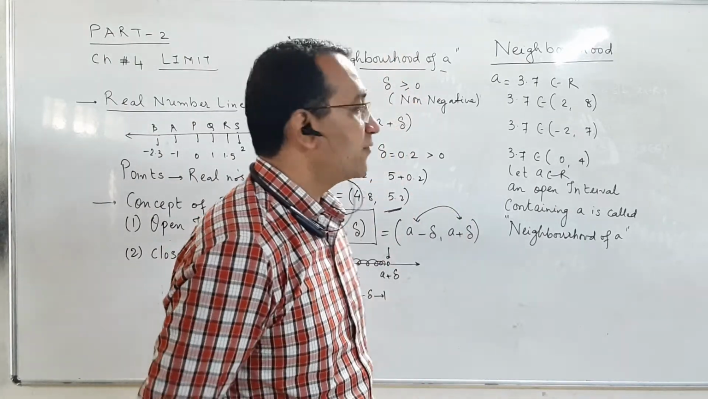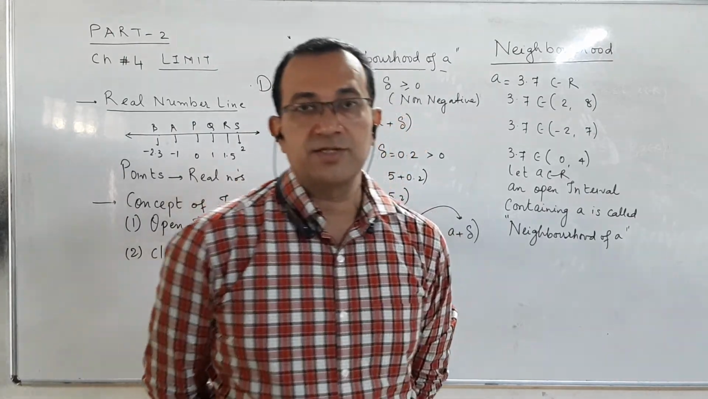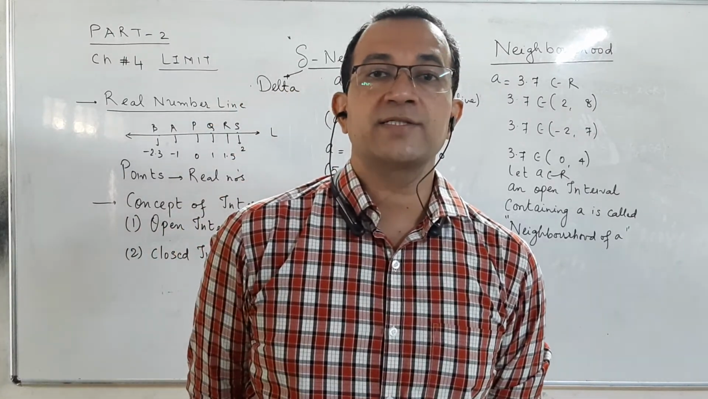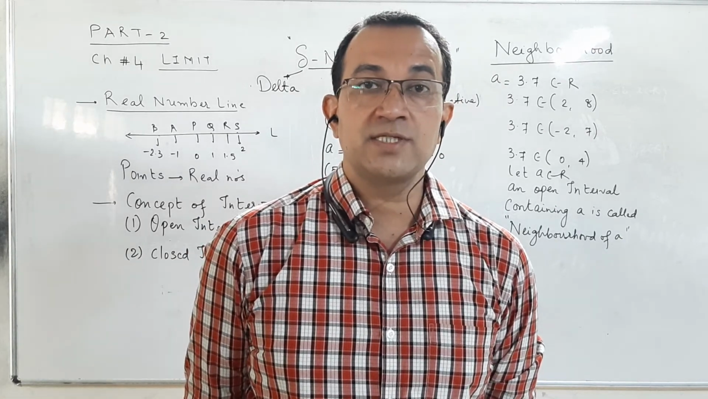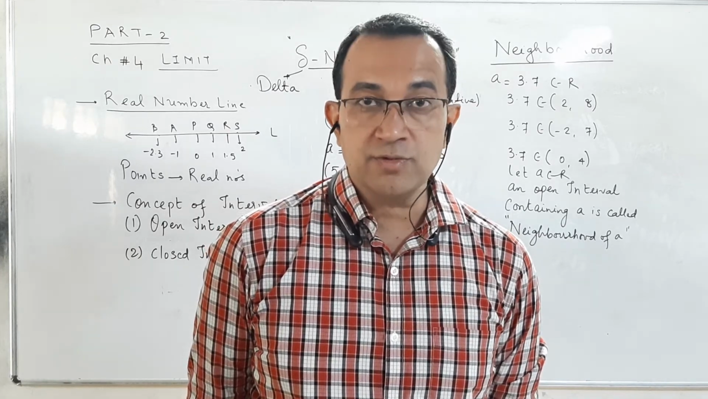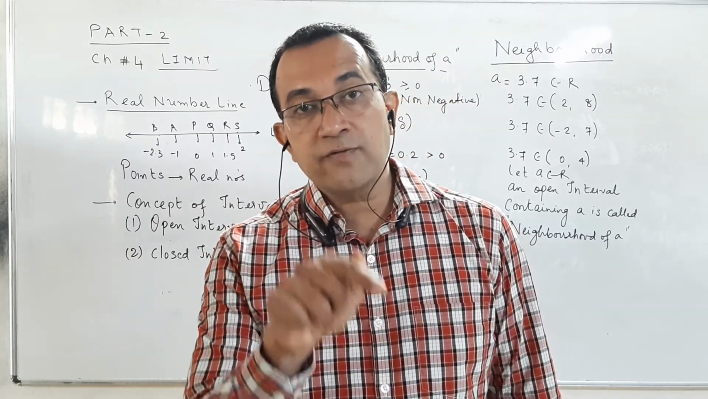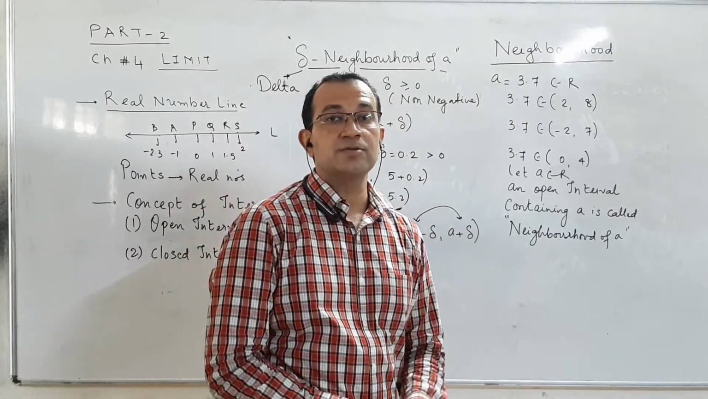Then, students, I have defined modulus. Mod x is x if x is greater than or equal to 0. Mod x is minus x when x is less than 0. Students, when x is negative, minus x will always be positive. Why does the modulus of a negative number change to positive? One more negative sign is multiplied.